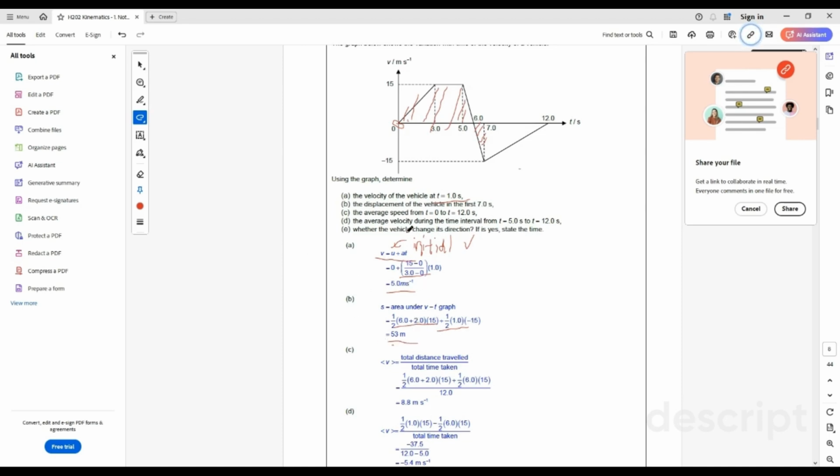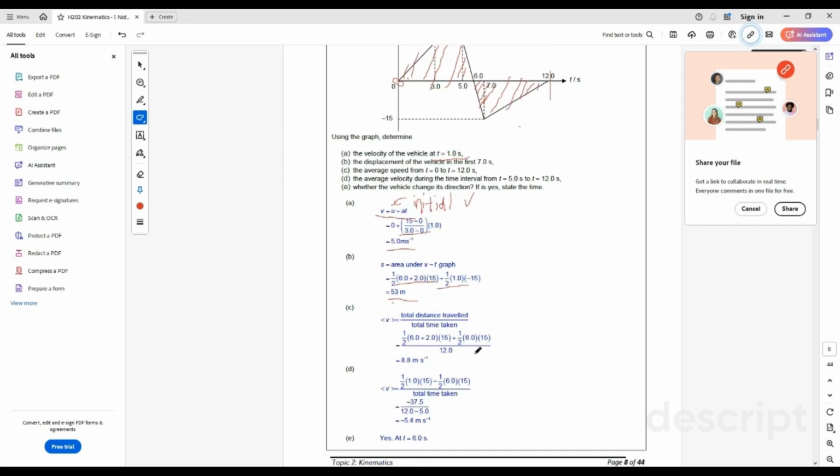To find the average speed, we have to find the total distance traveled, not the total displacement. So we just find the area of the entire graph. We add the areas together and do not subtract, because we only want the distance, not the displacement. And we divide it by the total time taken to get 8.8 meters per second.